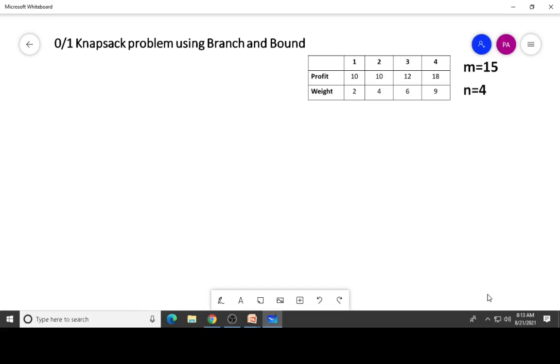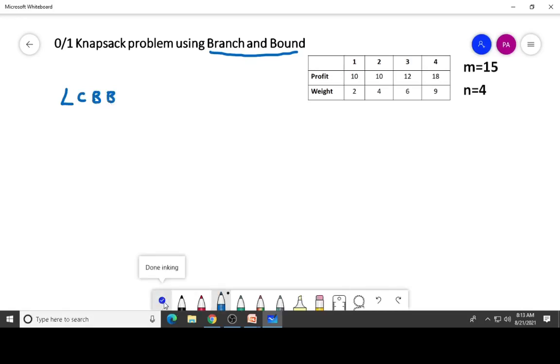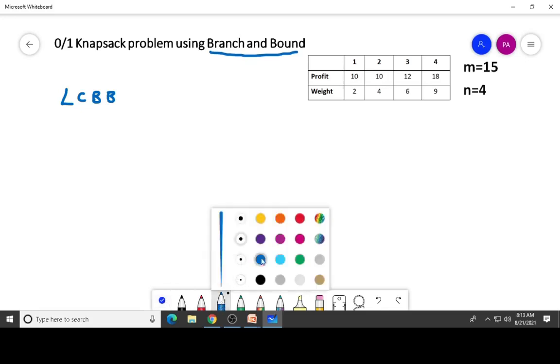So this is the 0/1 knapsack problem we have. In the branch and bound technique we have LCBB. LCBB is the least cost branch and bound technique.